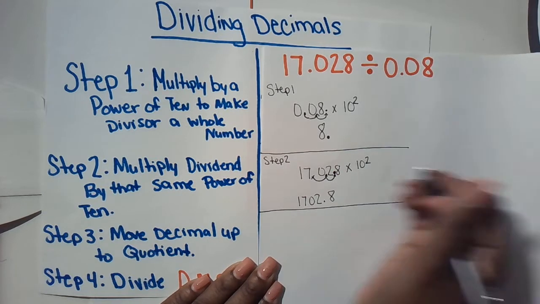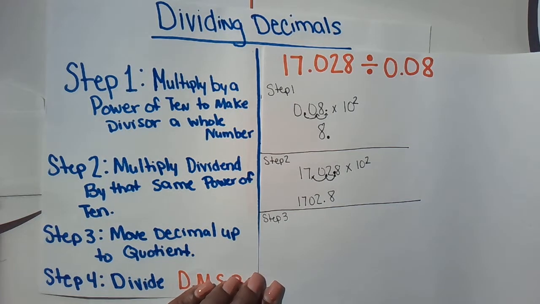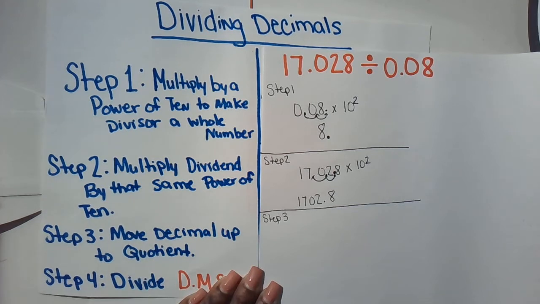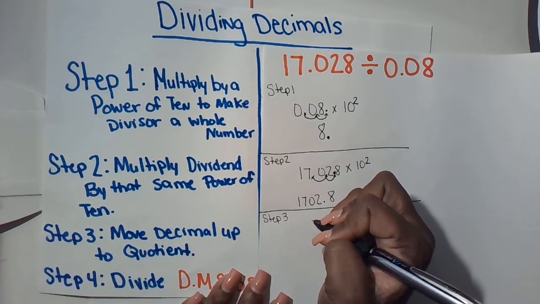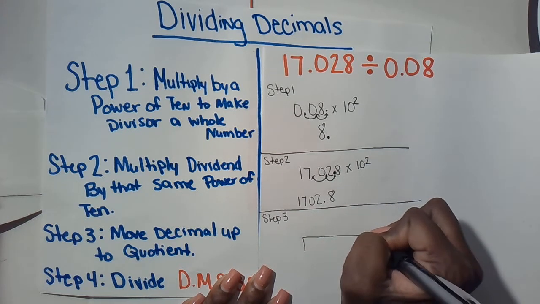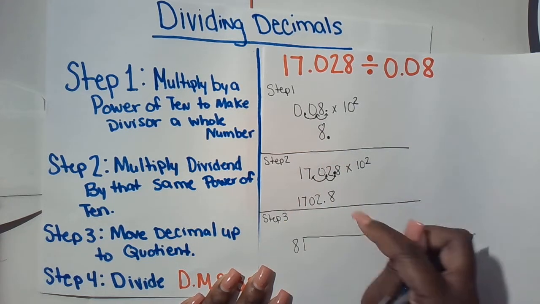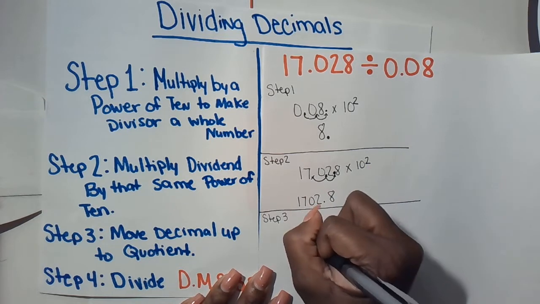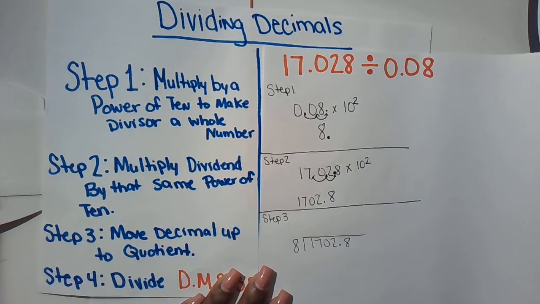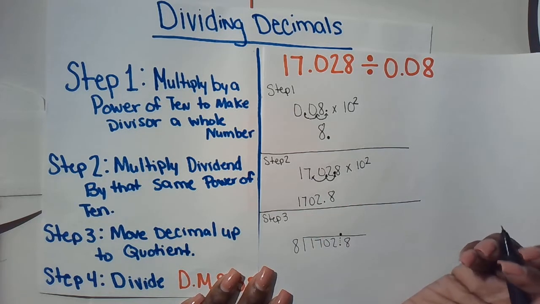Now we're going to move on to step number 3. Alright, in this step it says move the decimal up to the quotient. So we are going to take our new numbers that we've made. We have 8 as our divisor, and our dividend is going to be 1,702 and 8/10. And we're going to first move our decimal point up to the quotient.